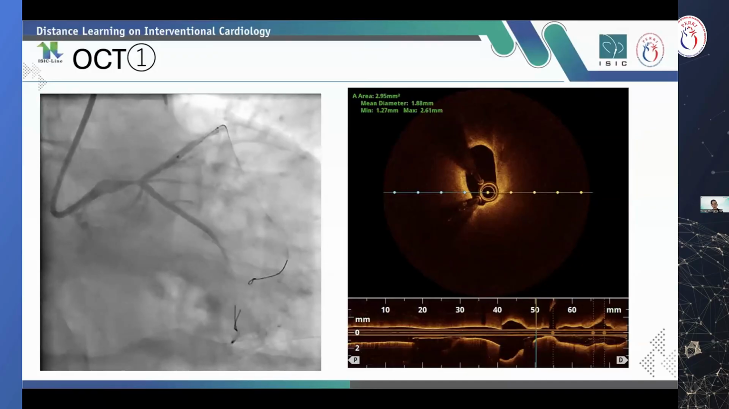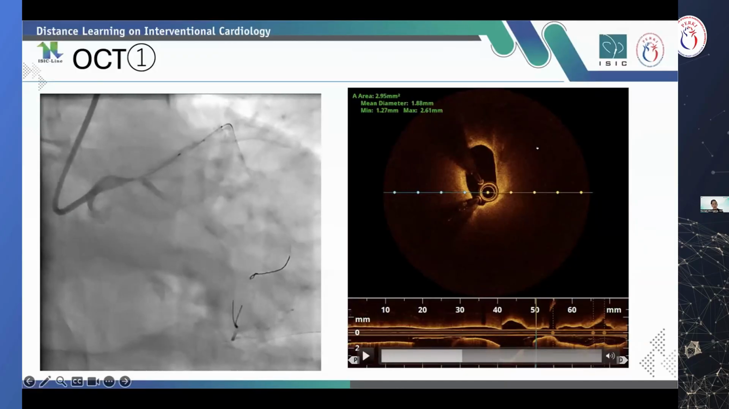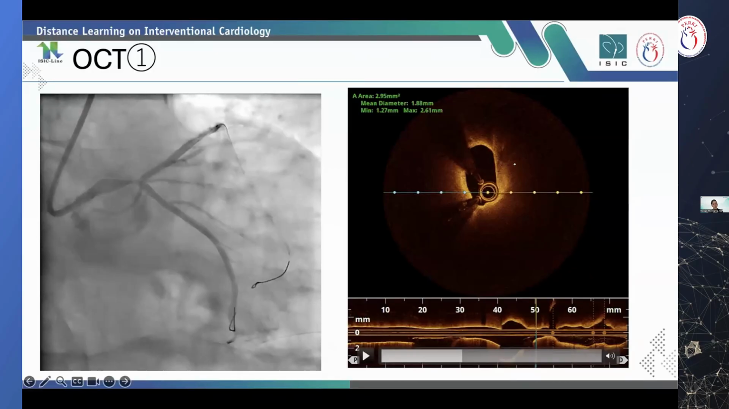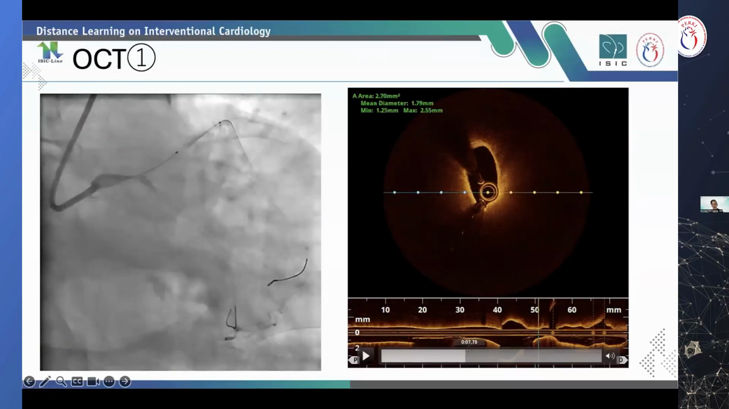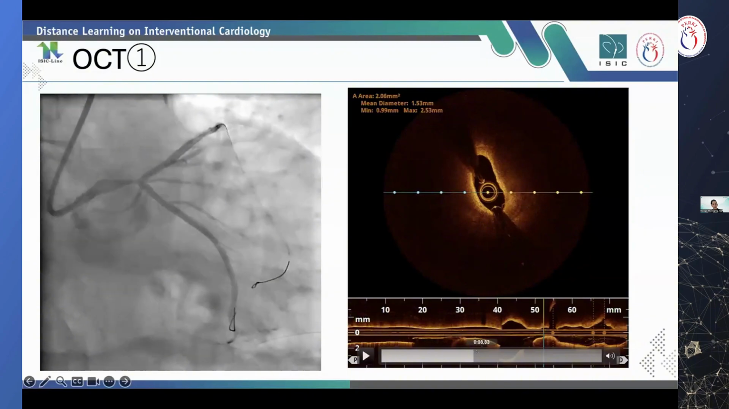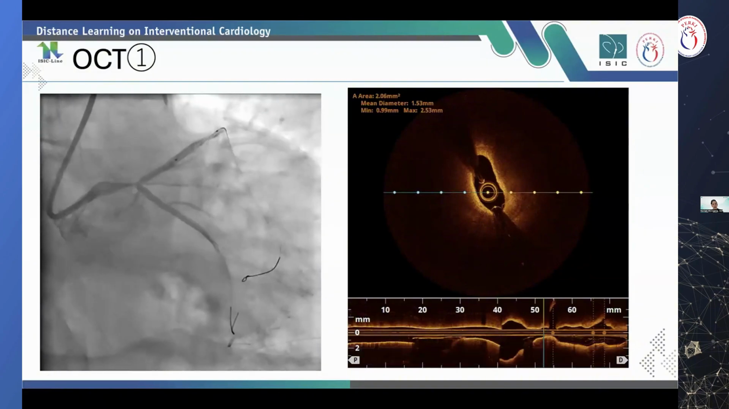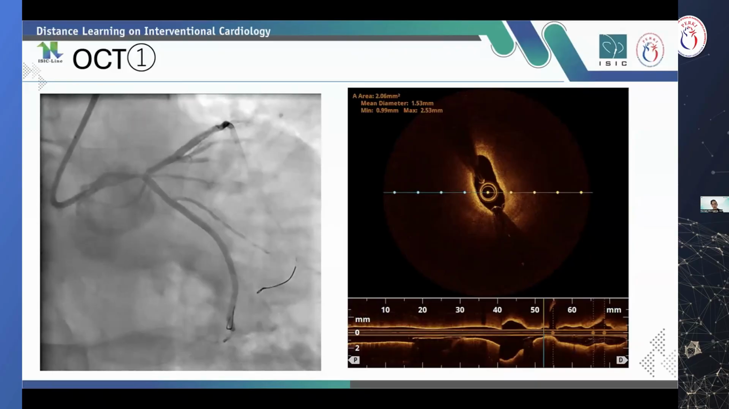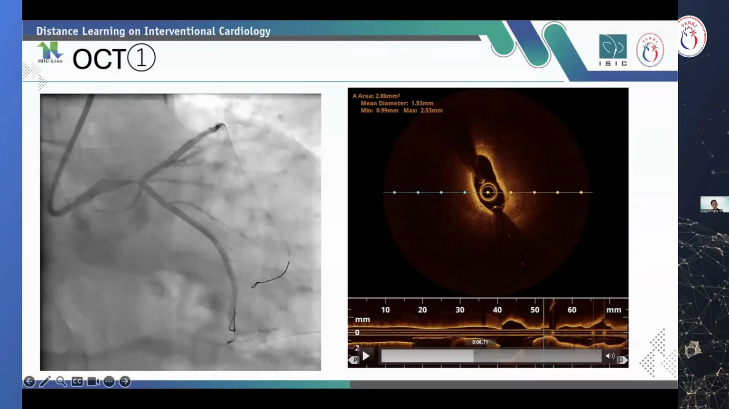And the plaque morphology is fibrofatty tissue. So this is actually soft plaque, and the lesion is actually very short. I do not think this lesion has risk of no reflow, because the lesion is very short.